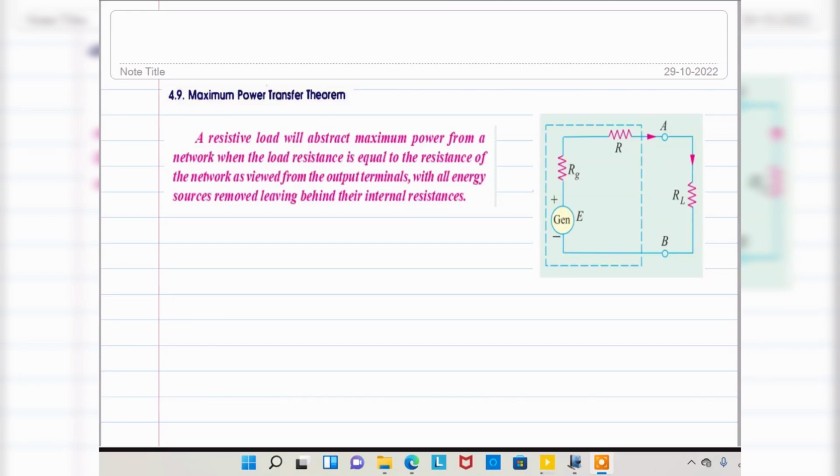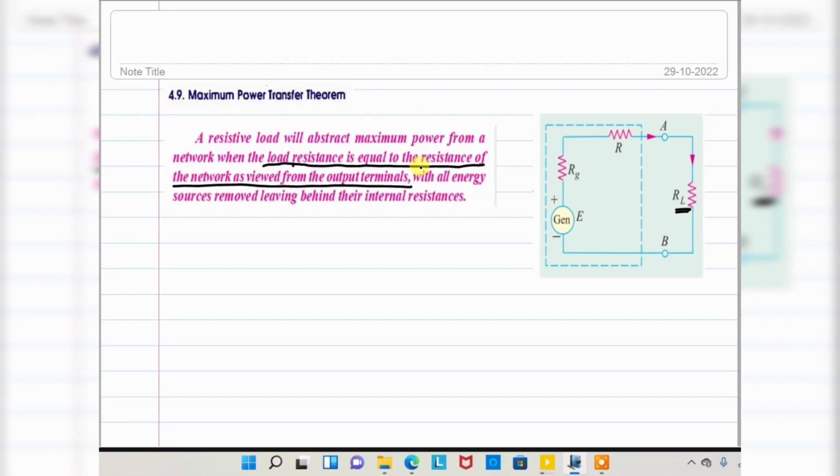Right everyone, welcome to the next topic, the maximum power transfer theorem. First, look at the statement. A resistive load will extract the maximum power from a network when the load resistance is equivalent to, very important, the network resistance viewed from the output terminals.